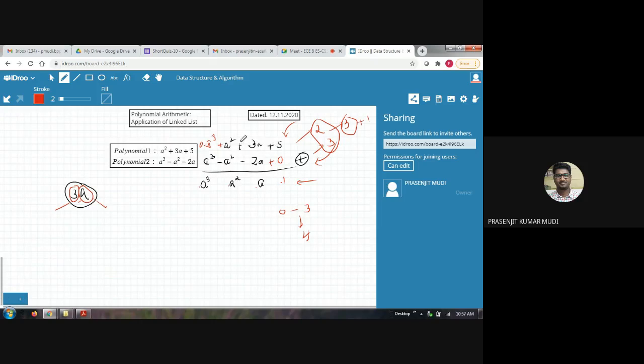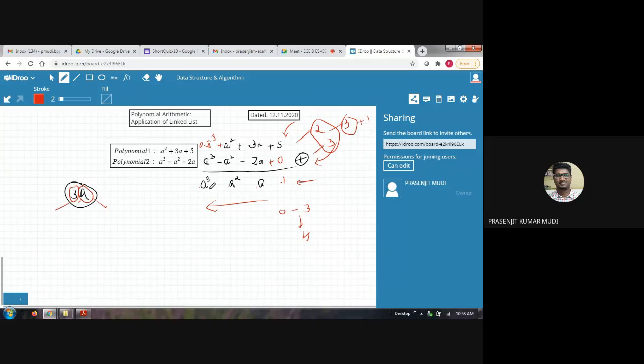Sorry. So here you write the power of the term: power equal to 0 here, power equal to 1, power equal to 2, power equal to 3. So start with power equal to 0 from the right end, and end up with power equal to 3 at the left end. In this manner, the power is increasing.